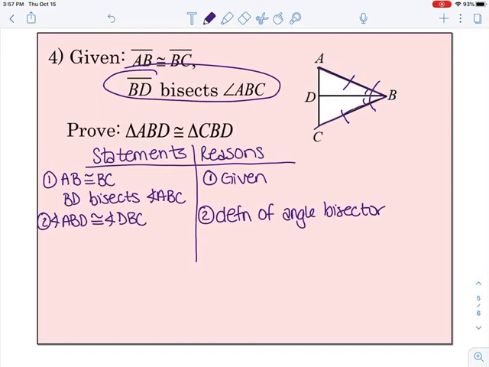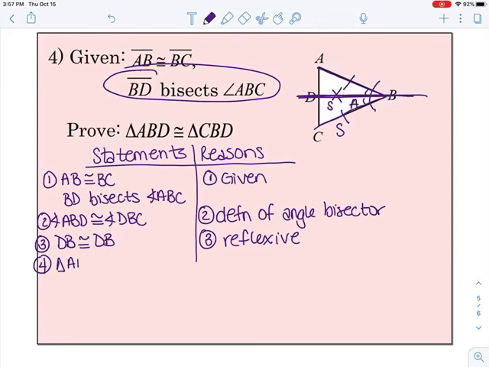And again, the two triangles share a common side. The common side that they share is going to be that side DB. So again, we'll say that DB is congruent to DB because of the reflexive property. And now I have enough information to prove the triangles are congruent. I have a side, I have an angle, and I have another side. So for my last step, triangle ABD is going to be congruent to triangle CBD. And again, the whole reason that that is happening is because of side, angle, side.